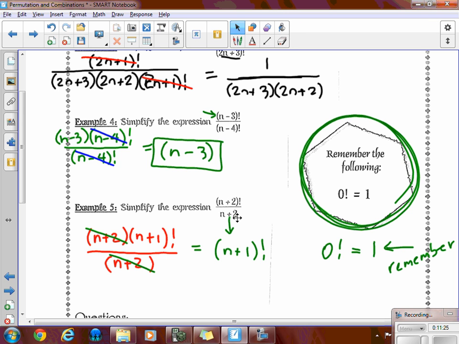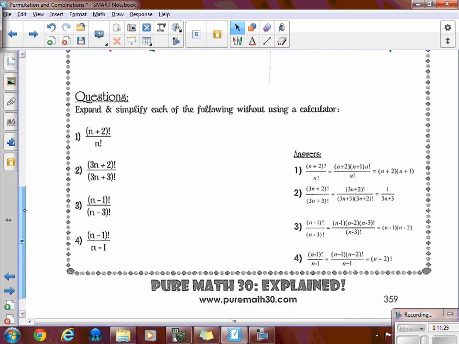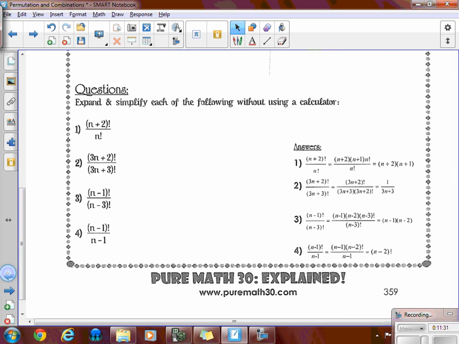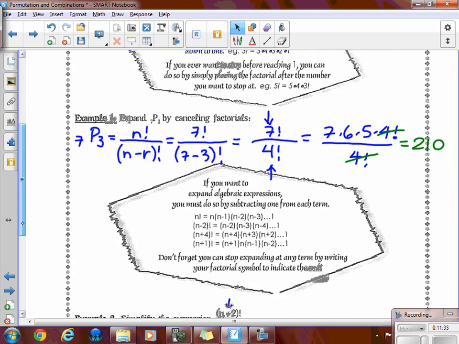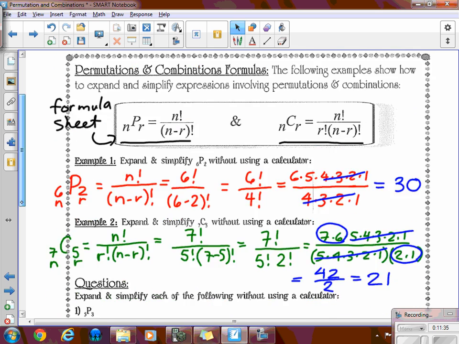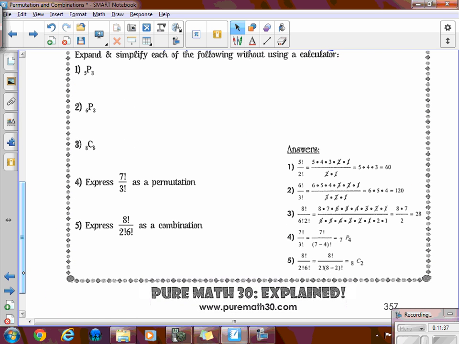So right now, after this, I'm going to suggest that you work through these questions here, simplifying them. The answers are provided. And go back a page again, or 2 pages, sorry, and do the questions at the bottom of that page as well. So work through those simplifications using the formula, not using the formula, canceling factorials, and we'll move on to the next lesson here shortly.